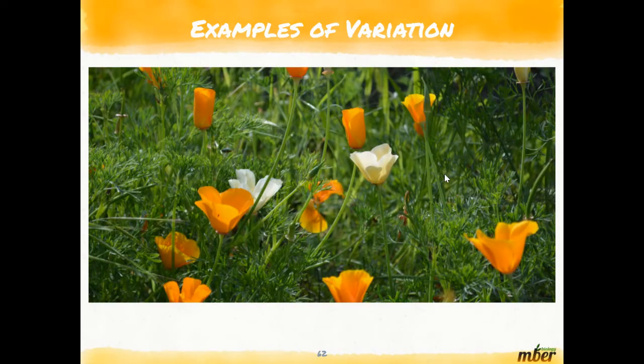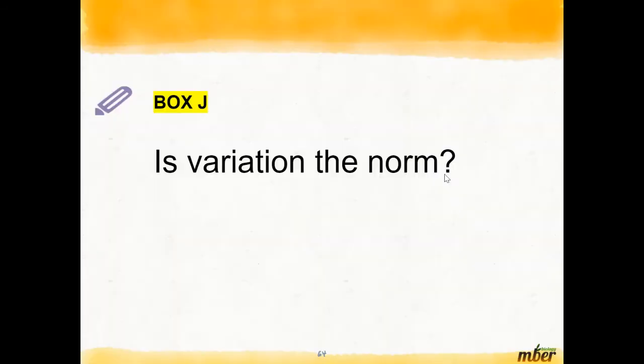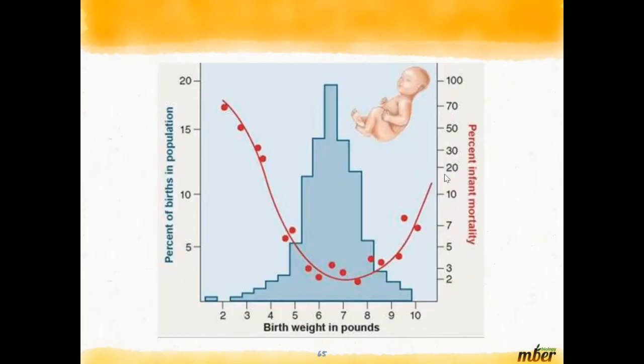Look at these flowers. Aren't they cute? We have the tomatoes. So, Box J, do you think variation is normal? Well, we just looked through about 10 slides and variation existed in all of those species. So I'm going to say yes, variation is normal.